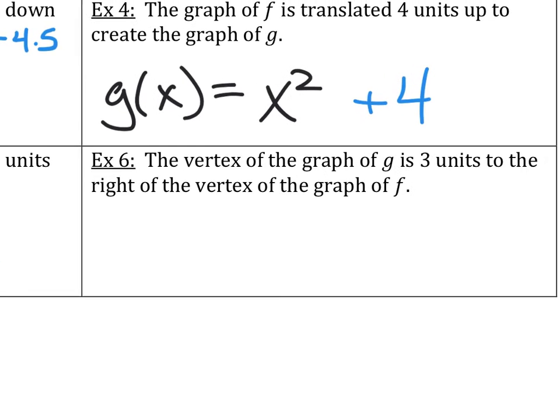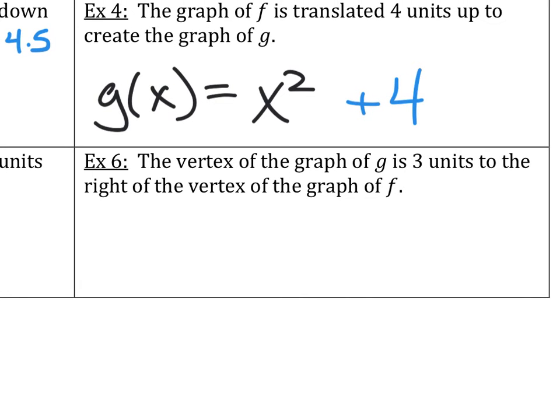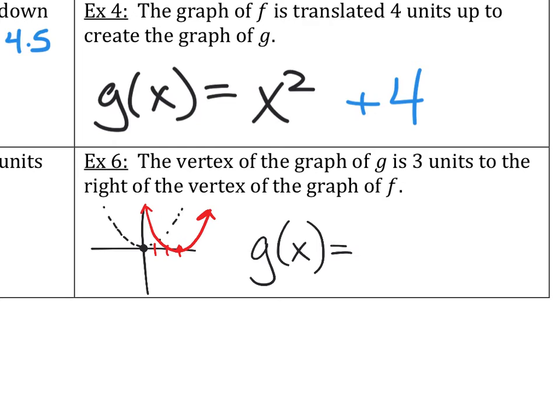Number 6, last one, it says the vertex of the graph of g is 3 units to the right of the vertex of the graph of f. Again, remember, that parent function goes through the origin, so its vertex is at 0, 0. And if we want it to be 3 units to the right of the vertex, that's 1, 2, 3. We want it to be here, which means we're just translating this graph to the left 3 units.